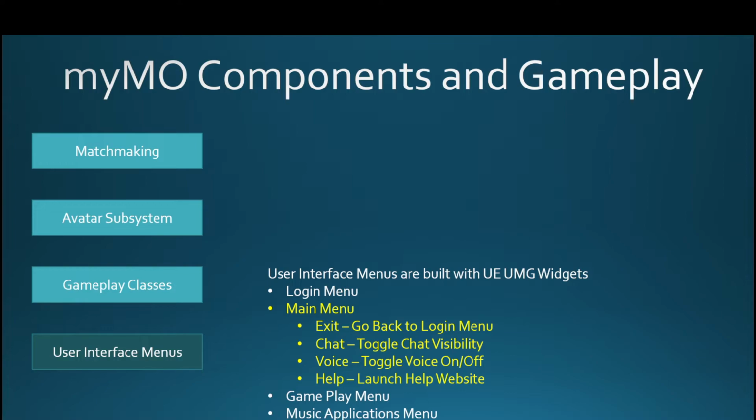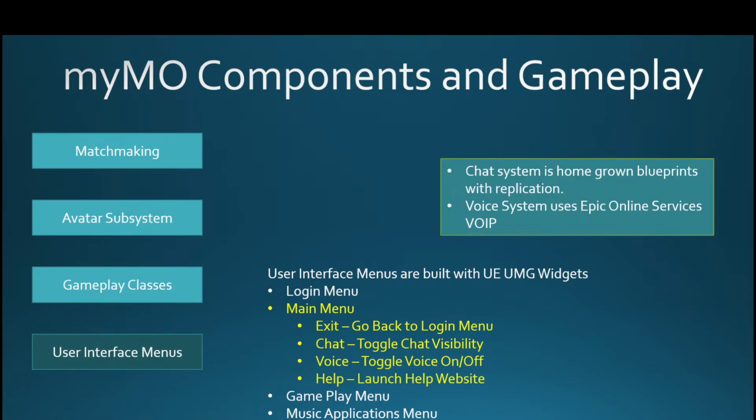The voice button on the menu on the top toggles on and off our voice, and we're using a plugin for that, and we're using Epic's voice over IP. And the help just launches a help website. And again, the chat system is homegrown, and the voice system uses the Epic Online VoIP.